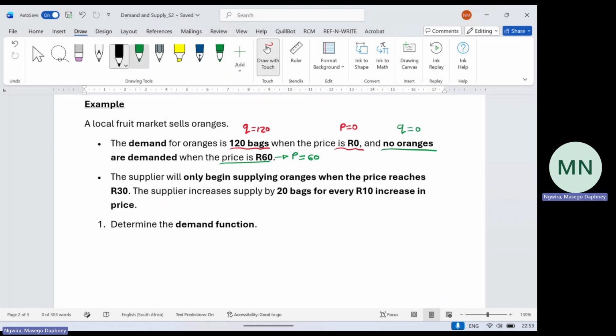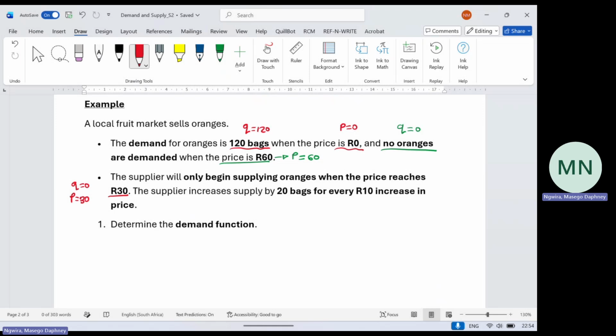With supply, they're saying that the supplier only begins supplying oranges when the price reaches 30. All right. So if it doesn't reach 30, they don't supply. So it means that here my price is 30 and my quantity is 0. And this explains why the graph of supply starts on the price axis at P, you'll see.